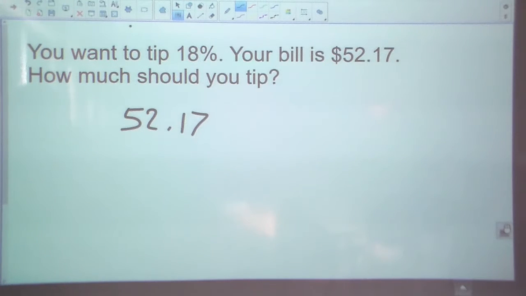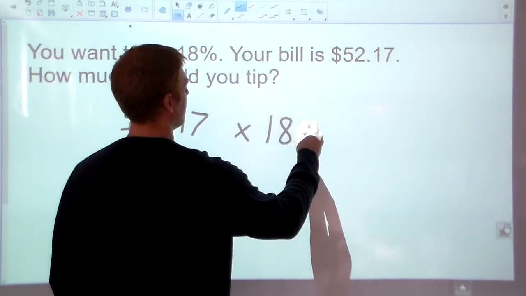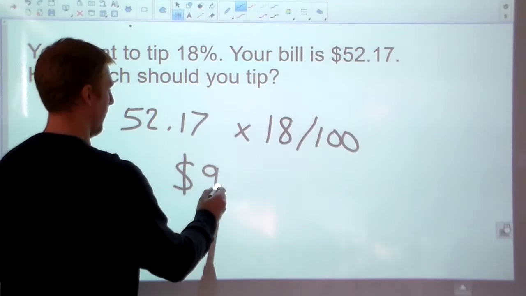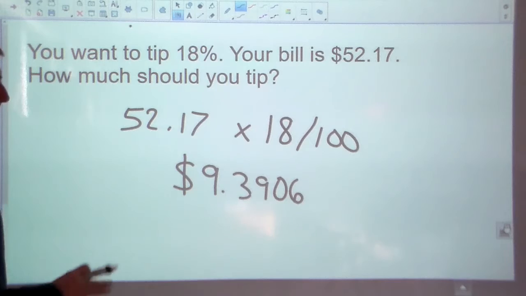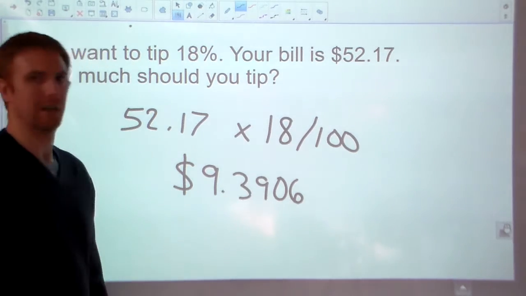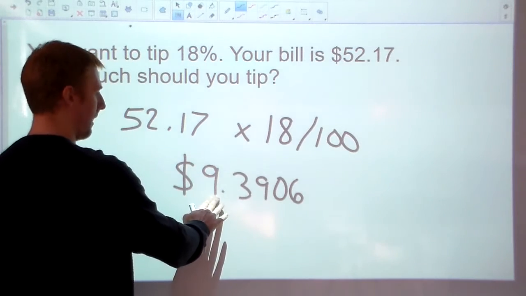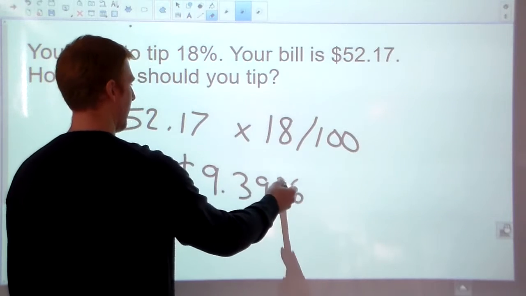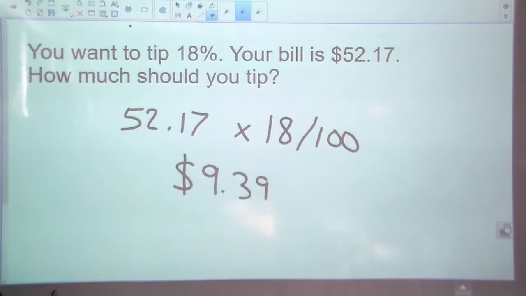So bill is $52.17. You want to tip 18%. We're taking 18%. So times 18 divided by 100. Here's one of those situations where I've got a lot of decimal places. This is money, so there's nothing past 2 decimal places. That just doesn't, it's not a thing. So you only go 2 decimal places. With dollars, it's dollars and cents, so the 6 would round that 1 up, and the 9 stays a 9. So there's your answer, $9.39.